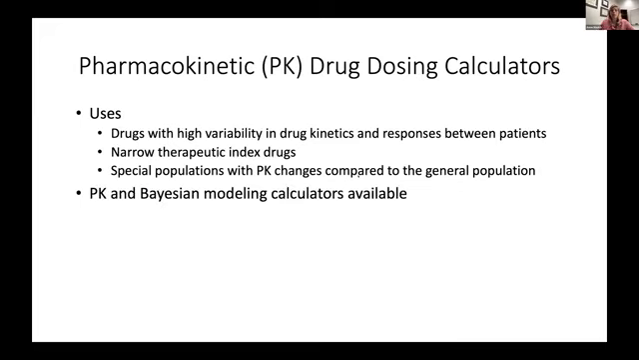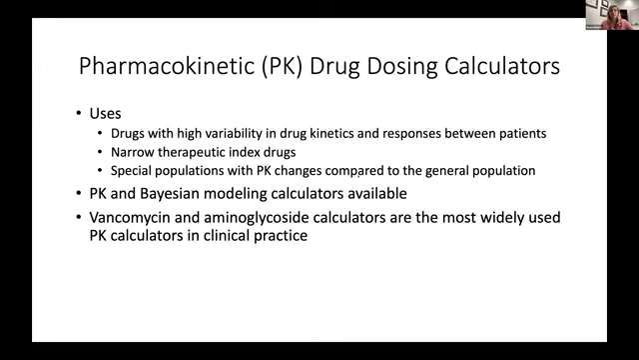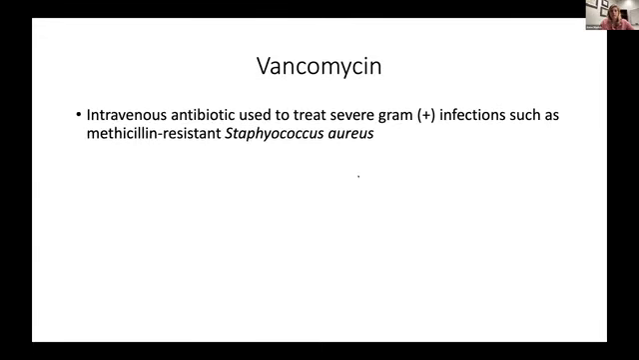And so really what's available currently are pharmacokinetic and Bayesian modeling calculators. These are most widely available for vancomycin dosing and aminoglycoside dosing at this time that are applicable to clinical practice. So for those of you who are not clinicians, just a little bit of background on vancomycin. It is an IV antibiotic that we use to treat severe gram-positive infections. It's probably one of the most commonly used antibiotics in the hospital, and it treats infections such as MRSA or staph infections.